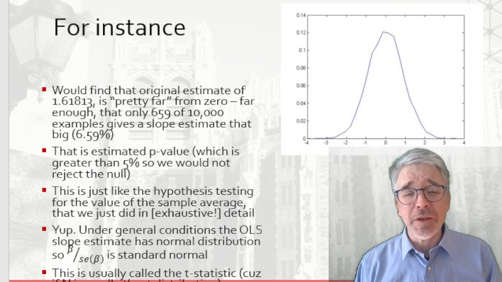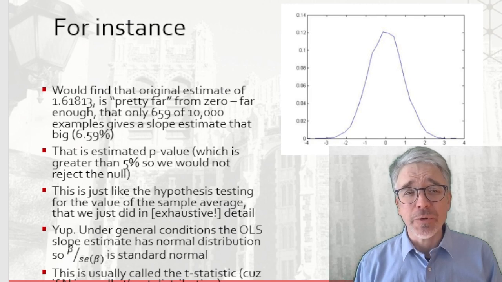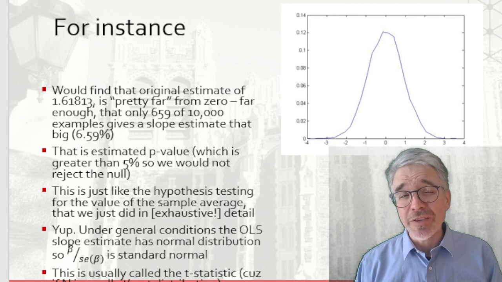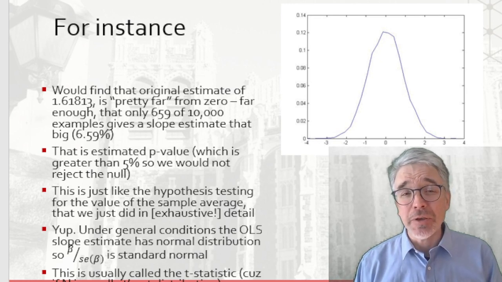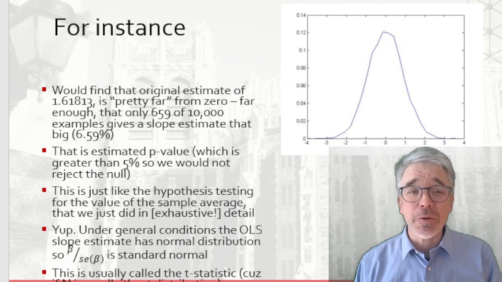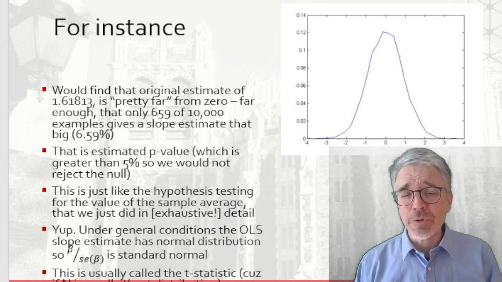The histogram shows the estimated values of beta 1 from 10,000 simulations. We see that the most common result is near 0, but a tiny fraction of the 10,000 gives values as low as -3 or as high as +3. I can see my original estimate of 1.61813 is a bit of a distance away from 0. Only 659 out of 10,000 gave a slope estimate that was that big or even bigger. That'd be a p-value of 6.59%, which is not less than 5%, so we would not reject the null at a 5% level of significance.